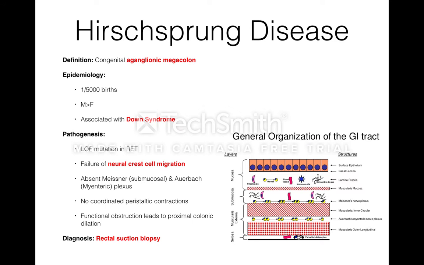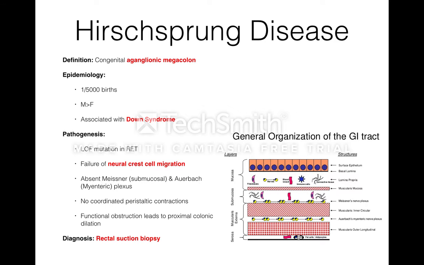So the last congenital disorder we will discuss today is Hirschsprung's disease, which is also known as congenital aganglionic megacolon. This occurs in 1 out of 5,000 live births and is more prevalent in males than females. This disorder is also associated with Down syndrome. It is due to a loss of function mutation in the RET gene and leads to failure of neural crest cell migration. That's a key thing they like to ask about Hirschsprung's: the failure of neural crest cell migration.